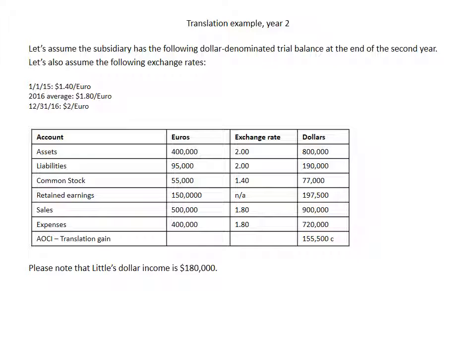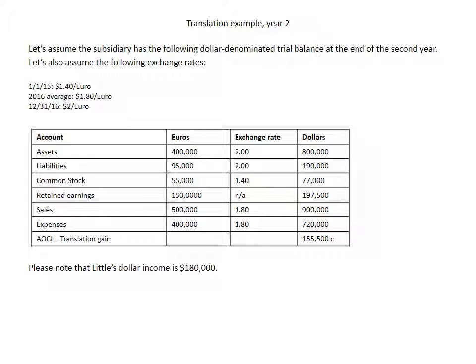Now, one thing to note here is, in the first year, 2015, we had a translation loss. This year we have a fairly substantial translation gain. And the reason for that is the increase in the exchange rate. Again, we bought our subsidiary when the exchange rate was $1.40. Back in 2015, the exchange rate dropped down to about $1.20. And now in 2016, it shot up to $2 per euro. Basically, that means that even if our subsidiary hadn't gained any value in terms of its euro value, simply because euros were more valuable, the dollar value of our subsidiary has risen substantially. So that's why we have this relatively substantial translation gain.